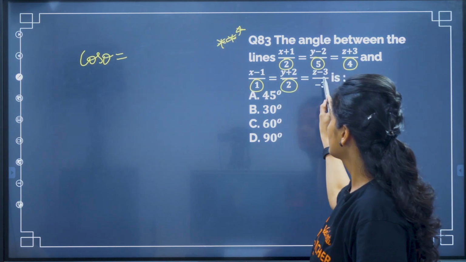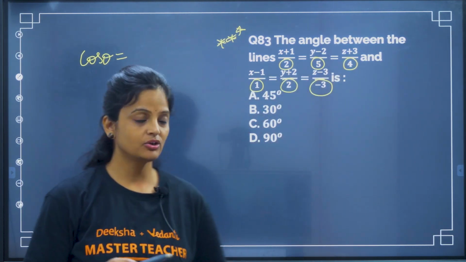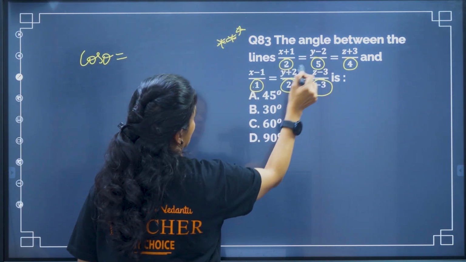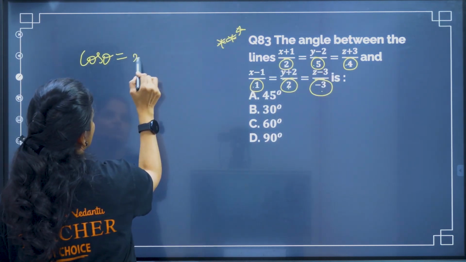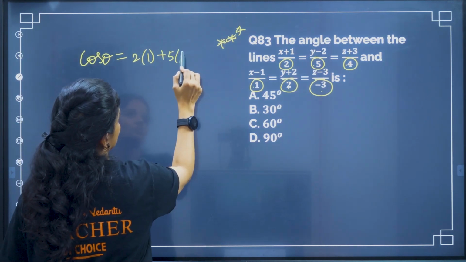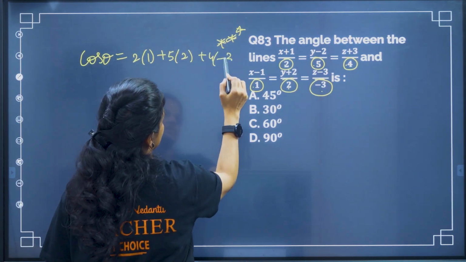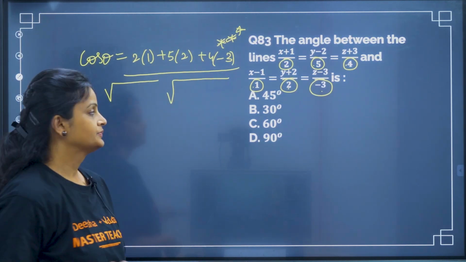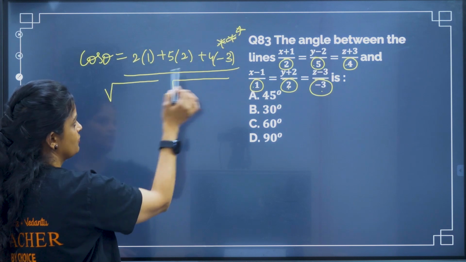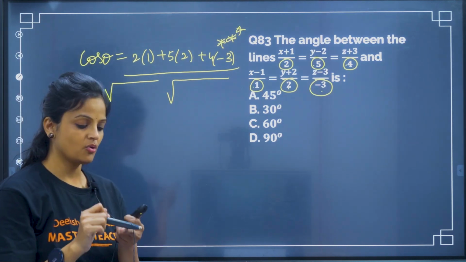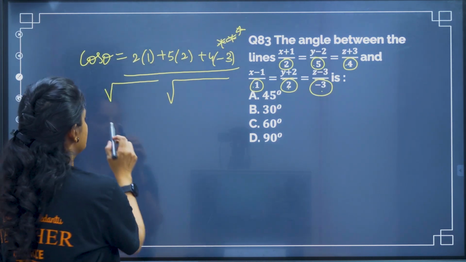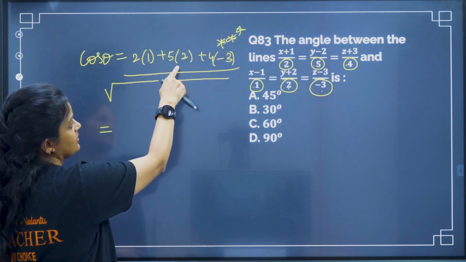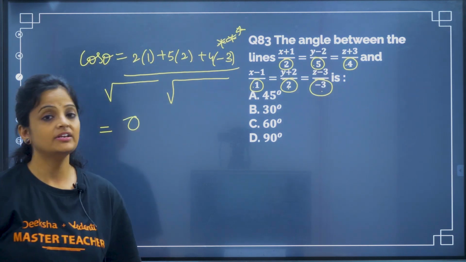These values are important. Do I have to see the numerator? Not necessary. Then what will I do? I'll take the product of this, isn't it? So 2 into 1, 5 into 2, 4 into minus 3, divided by under root of... You know what the formula will be, right? So 2 square, 5 square, 4 square, whatever we are getting. Why didn't I write the values in the denominator? See, by seeing this only, I can make out that 2 plus 10, 12, 12 minus 12, I am getting 0. Why will I waste time?